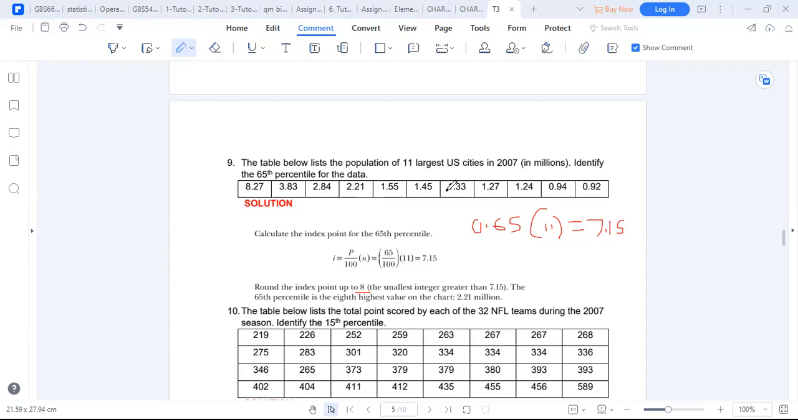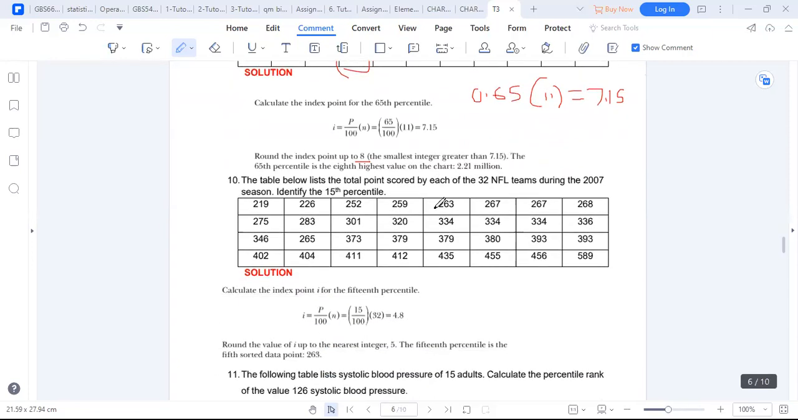this is not rearranged, we need to rearrange it. So the 8th number, after you arrange it in ascending order, you find is 2.21. The same principle occurs when you are given 32 observations and you're asked to find the 15th percentile.